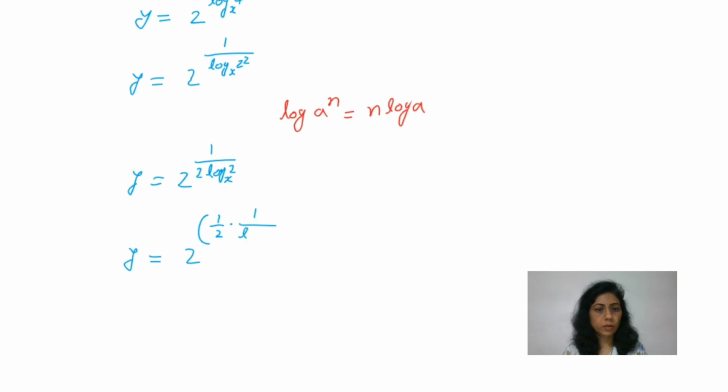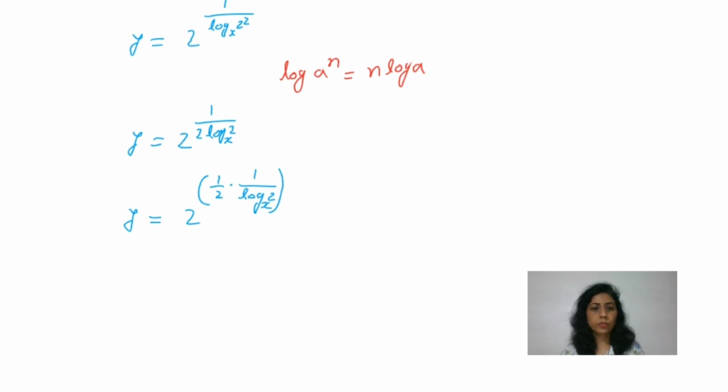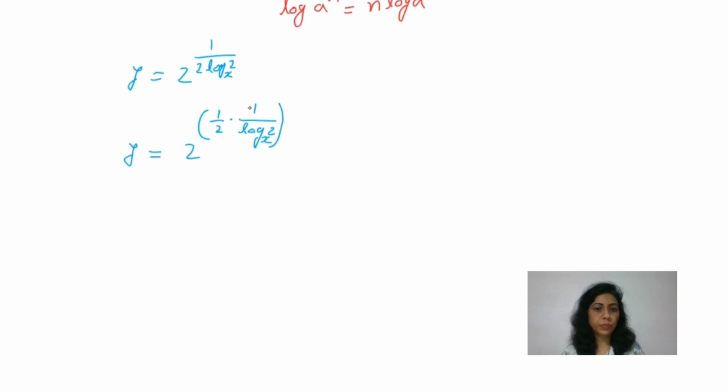log 2 base x. Okay, here we will apply another logarithmic property. Log a base b is 1 upon log b base a. This property we can apply here. Here we have 1 upon log 2 base x, so just change it and we can write log x base 2.